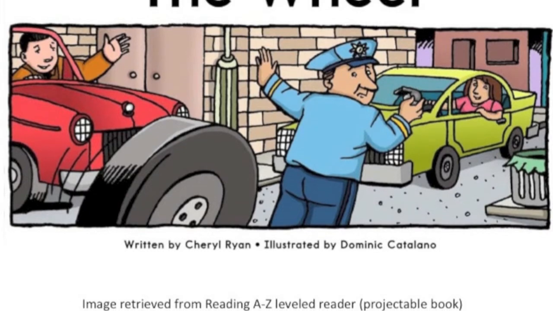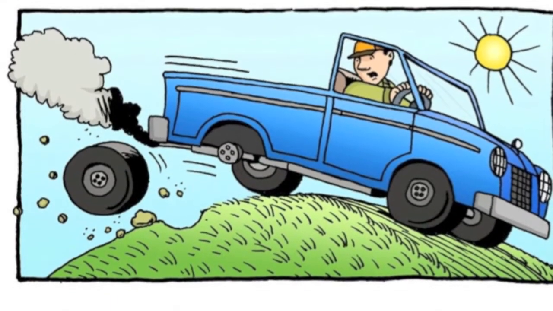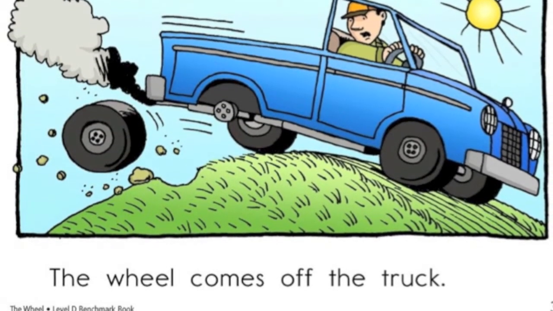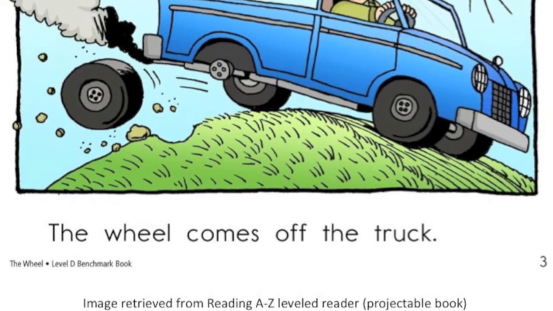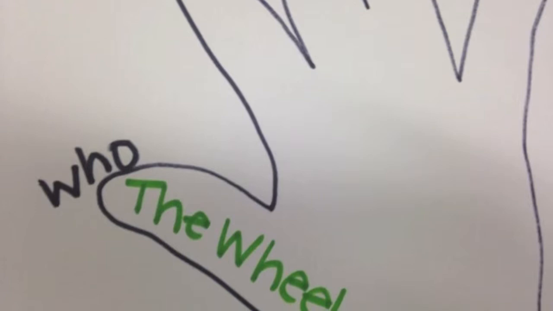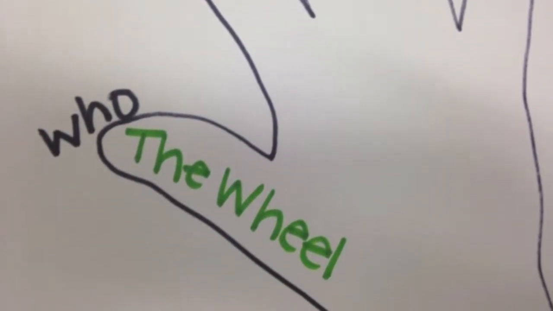Did you guess the wheel? Looking at the first page of our book, it is telling us who or what the book is about. If you guessed the wheel, you are right. This book is about the wheel. Let's now look at your main idea hand. Did you fill in the who on your hand? Your hand should now look like this.